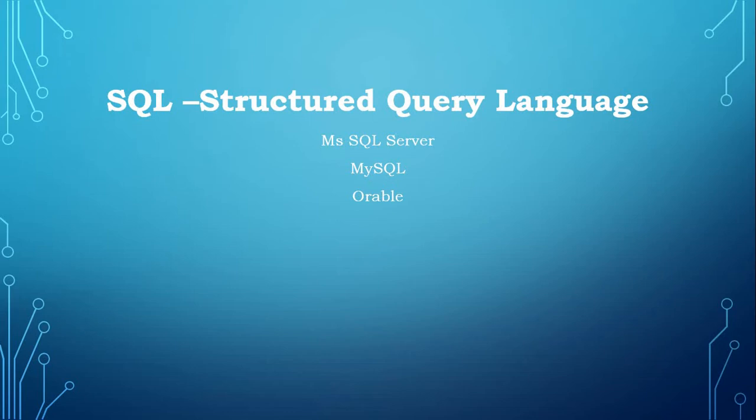When we talk about relational databases, we refer to databases that are built based on tables, and they also have relationships like one-to-one, many-to-many, and one-to-many.